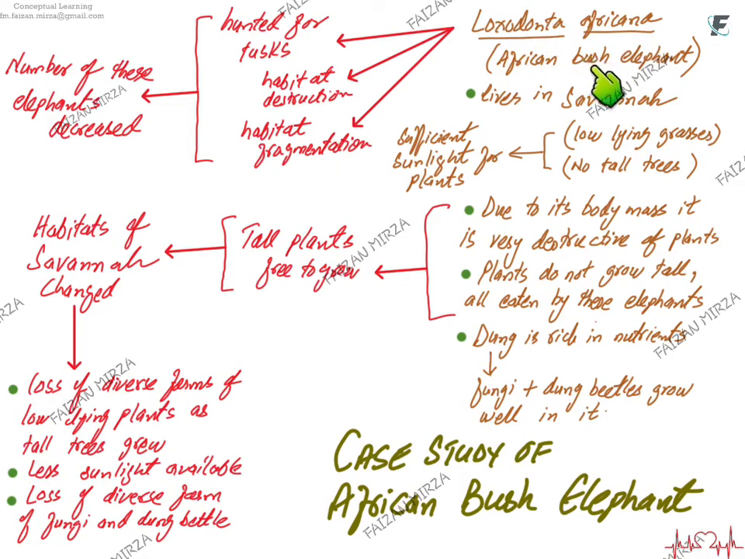This is one of the biggest elephants. It lives in the savanna. Savannas have low-lying grasses. They do not have tall trees, because sufficient sunlight is available for the low-lying grasses, since tall trees are not blocking it.